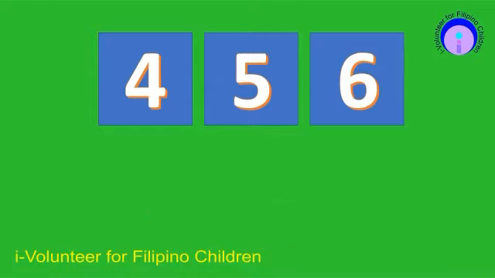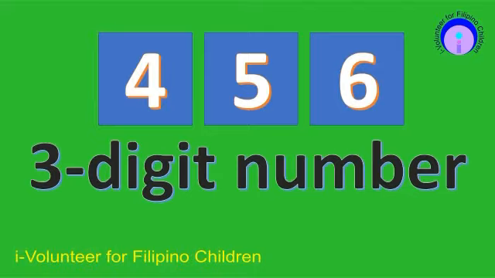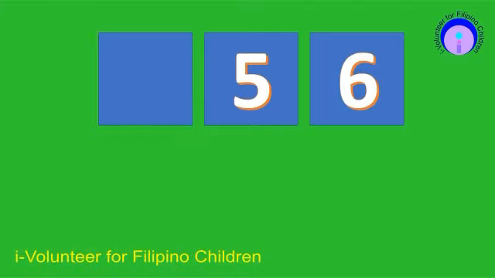Also, it tells us that for every digit, it has its place. And for every place, it tells you how much worth the digit is. Okay? Such number is called a 3-digit number. Another example is 56. It tells that it has 2 digits.